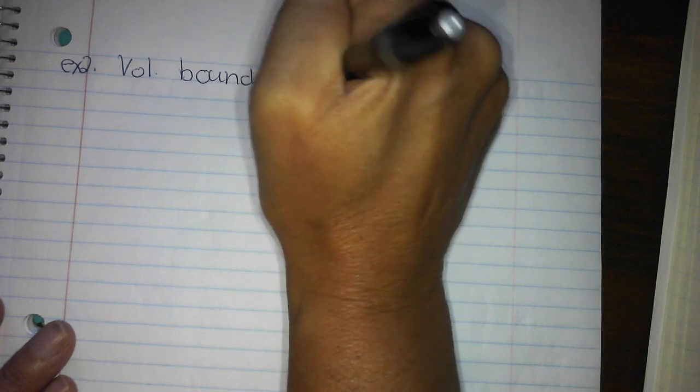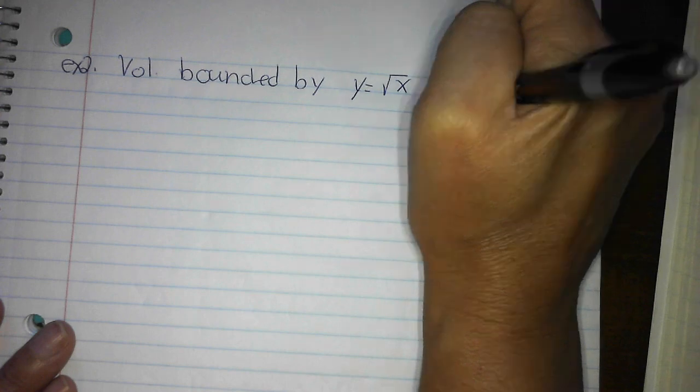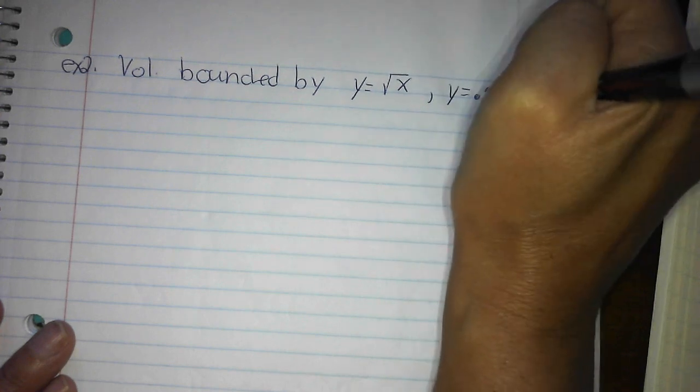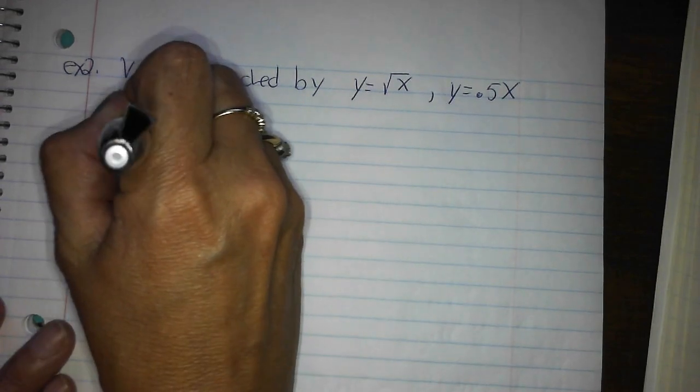Let's try another one. Okay, number 2. We want volume of the region bounded by y equals square root of x and y equals 0.5x. And this time we want to revolve around the y-axis.